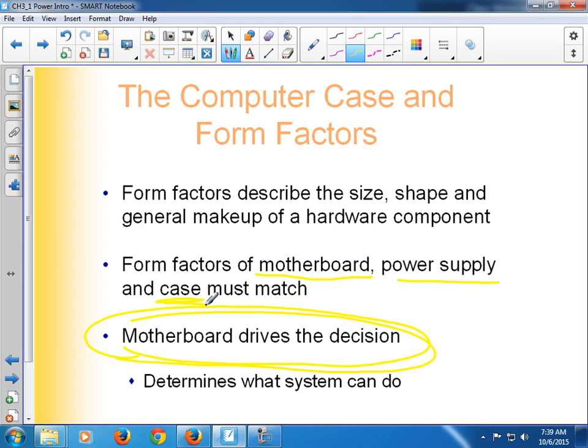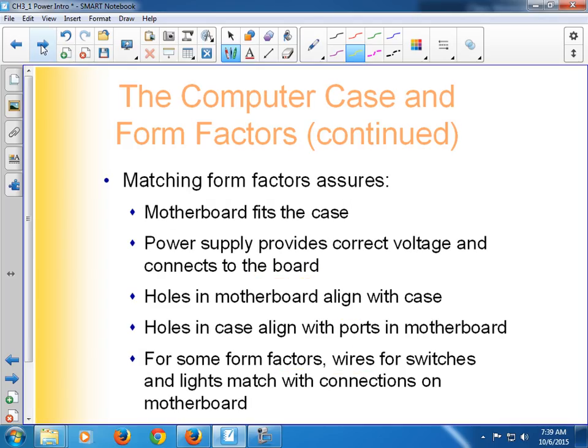Okay, so those decisions determine what your system is going to be able to do. Matching form factors assures that, and I already said this, the motherboard fits the case, and that means the holes line up. I've got a little picture of what I'm talking about, but there's a specific spec for certain form factors that say the screw holes will be here, here, here, here, here, for all ATX cases, or all BTX cases, or all AT cases, or all LTX cases. Whatever case that is, if you get the right form factor, the motherboard will fit the case.